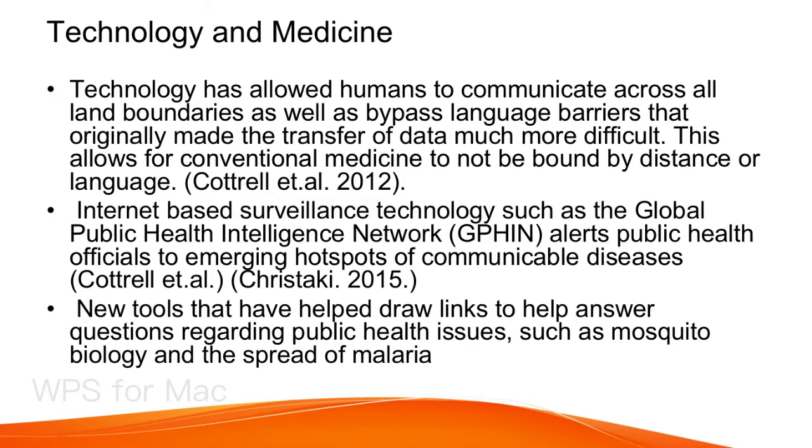Another such technology is called internet-based surveillance technology. One example is called the Global Public Health Intelligence Network. This network scours the internet and looks for keywords that can alert public health officials to possible hotspots of communicable diseases. Also, new tools have been created that help draw links that can answer questions regarding public health issues, like how studying mosquito biology can help control the spread of malaria.